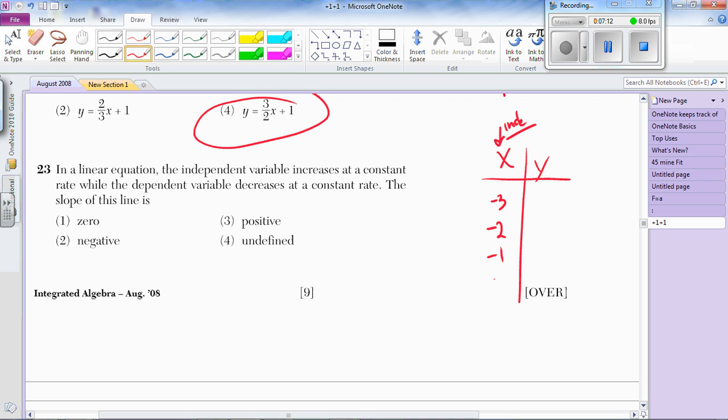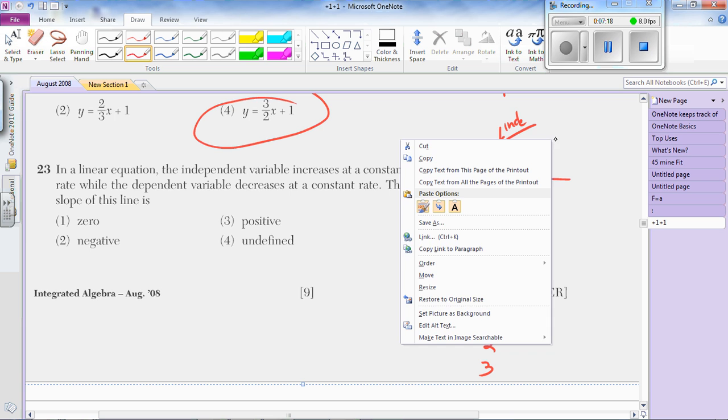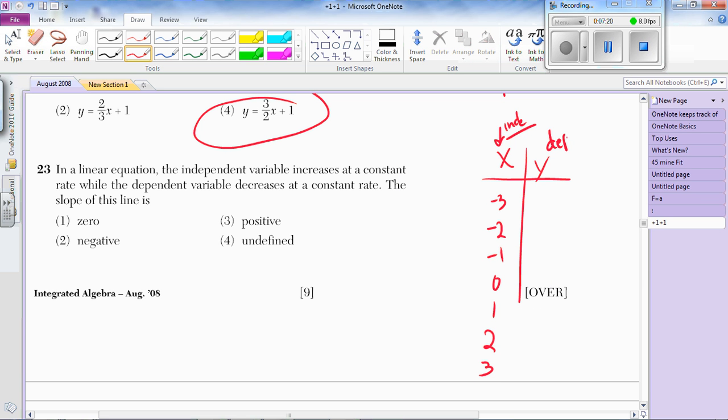3, 2, 1, 0, 1, 2, 3. This is the dependent variable, because it relies on whatever that is. So as the independent variable increases at a constant rate, the dependent variable decreases at a constant rate. So this might be -5, -6, -7, -8, -9, so on and so forth. Let's just make these all positive.